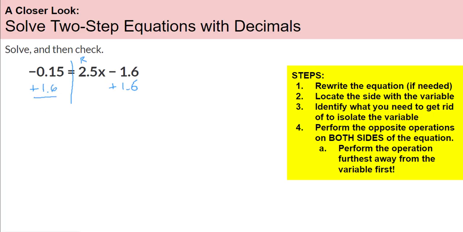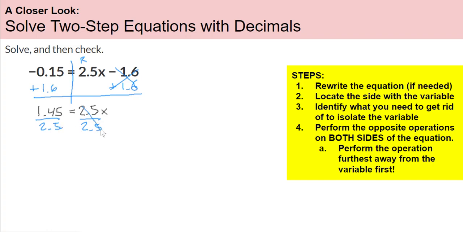And then we'll get, these cancel out. So that means I'm left with, on the right side, the 2.5x, which is good. And then I got -0.15 plus 1.6, or you can do it the other way, 1.6 minus 0.15, and you'll get 1.45, or 1 and 45 hundredths. What are you going to do next? We got to get rid of that 2.5. To get rid of that 2.5, we're going to divide both sides by 2.5, or 2 5/10.